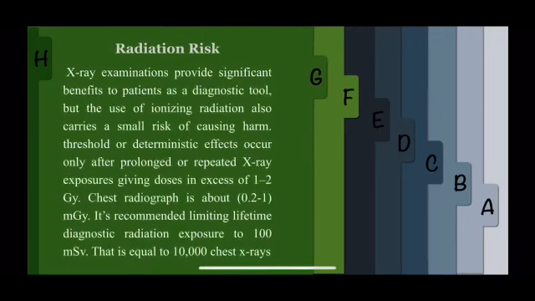Radiation risk. X-ray examination provides a significant benefit to patients as a diagnostic tool, but the use of ionizing radiation also carries a small risk of causing harm. Threshold or deterministic effects occur only after prolonged or repeated X-ray exposure, giving doses in excess of 1 to 2 gray. A chest radiograph is about 0.2 to 1 milligray. That is below the range of harmful exposure.